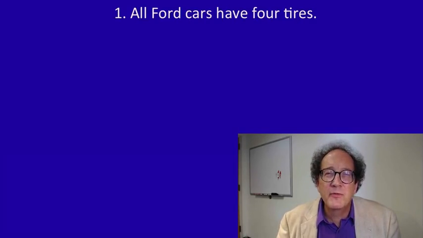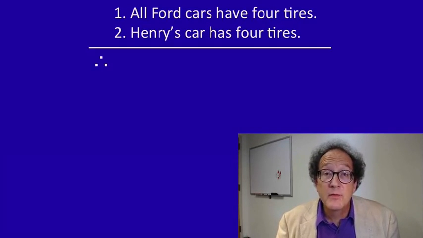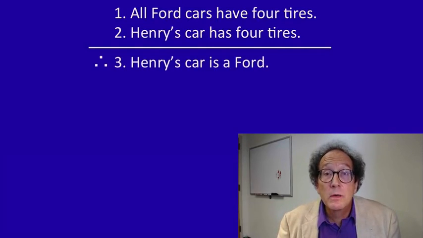Nonetheless, there are other examples where the premises are true and the conclusion's true, but the argument is not valid. Instead, it's invalid. Here's an example of that combination. All Ford cars have 4 tires. Henry's car has 4 tires. Therefore, Henry's car is a Ford.